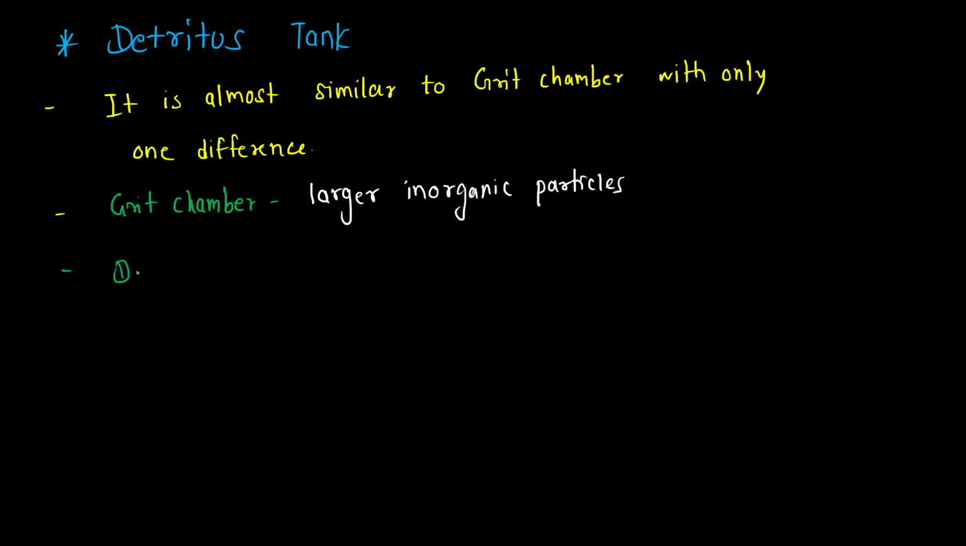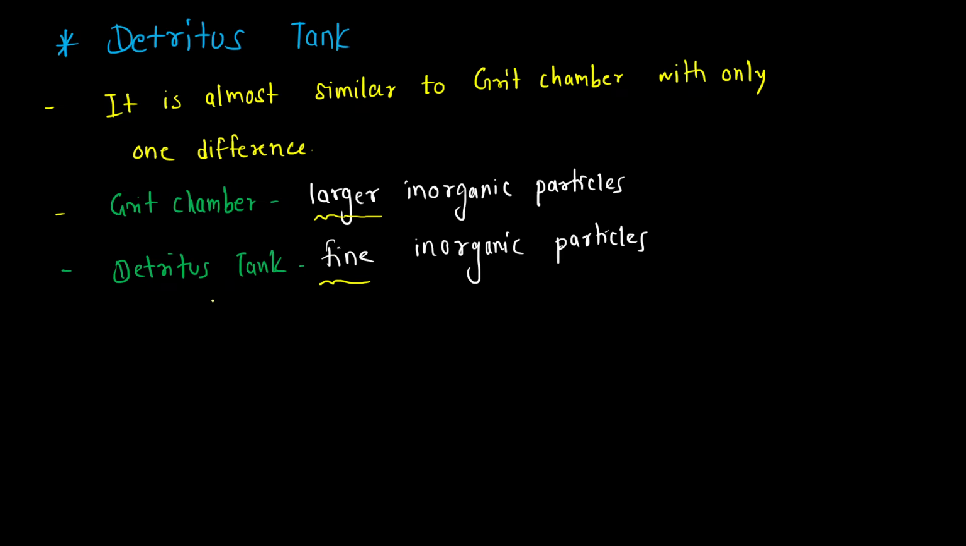Now when it comes to the detritus tank, it is also the same tank, same function. Only difference is it removes fine inorganic particles. So this is the main difference, that is which type of particles they remove. So grit chamber removes the larger inorganic particles, detritus tank removes the smaller inorganic particles. So if we just draw the cross section here, so this is the tank.